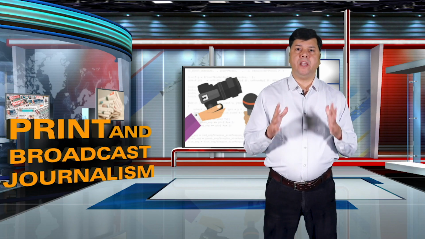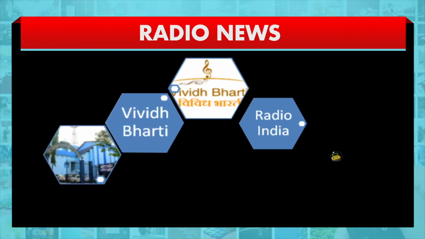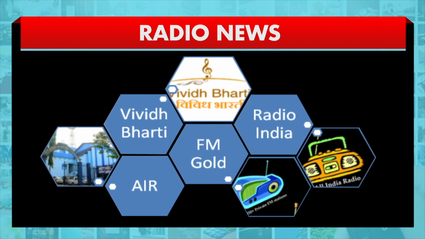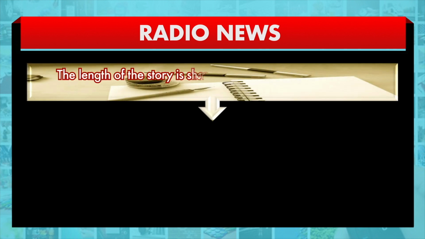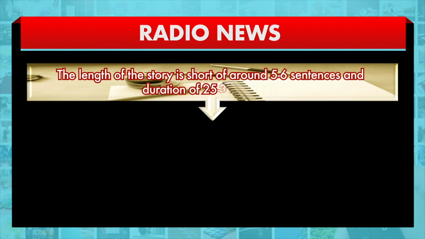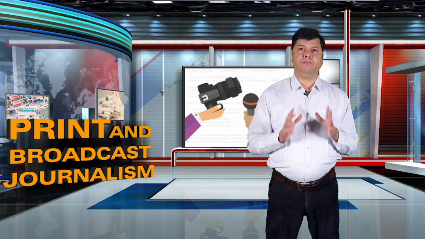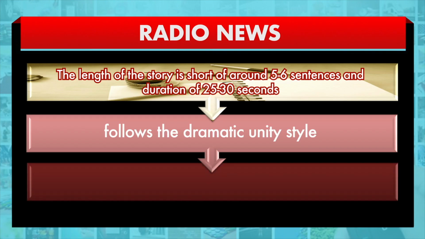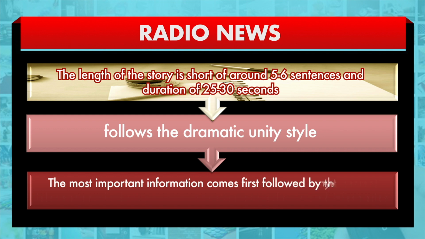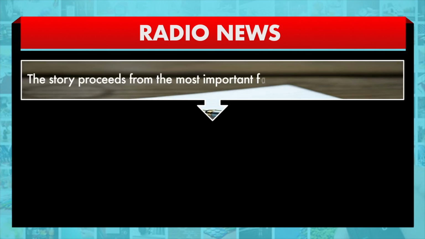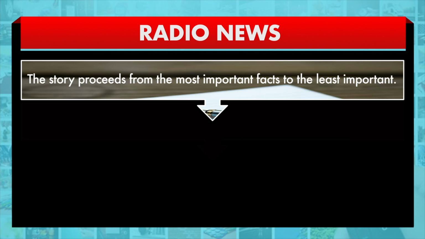In India, the main radio news channels are All India Radio, Vividh Bharati, FM Gold, Radio India, and all FM channels. The length of the story is short, around 5 to 6 sentences and a duration of 25 to 30 seconds. It also follows the dramatic unity style as followed by other mediums of news. The most important information comes first, followed by the current information, the background information, and other related information. The story proceeds from the most important facts to the least important.